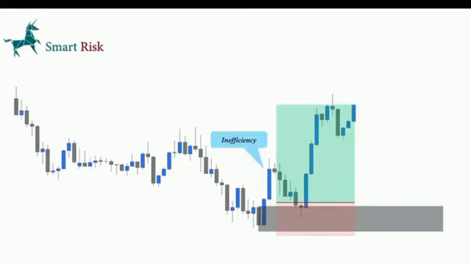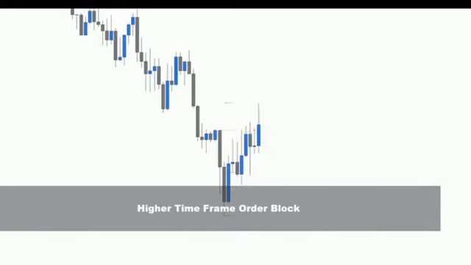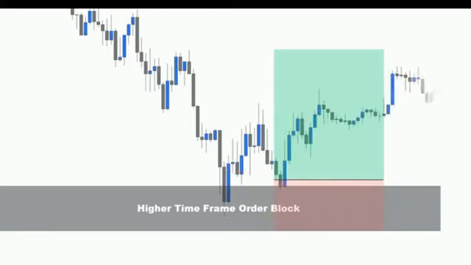The second pattern happens when we have a change of character, but there is no inefficiency or gaps between the candles. So we place our trade with the aid of retracement levels. We put the retracement tool from the start of the change of character move to the end and place a buy order in the middle of the 0.618 and 0.786 retracement levels. Our stop will be a couple of pips below the swing low and we target the next level of structure in front of the price. Remember that these trading setups are not limited to any time frame or a pair.